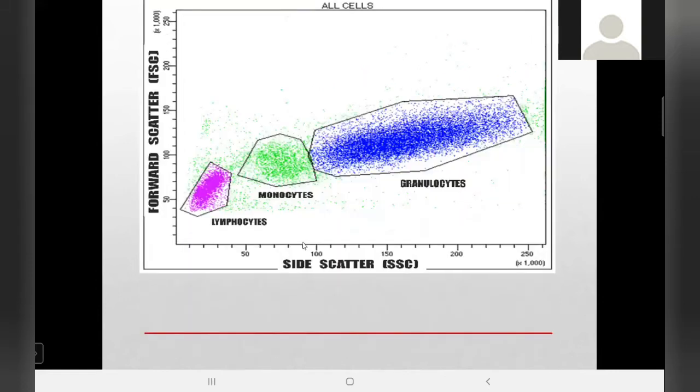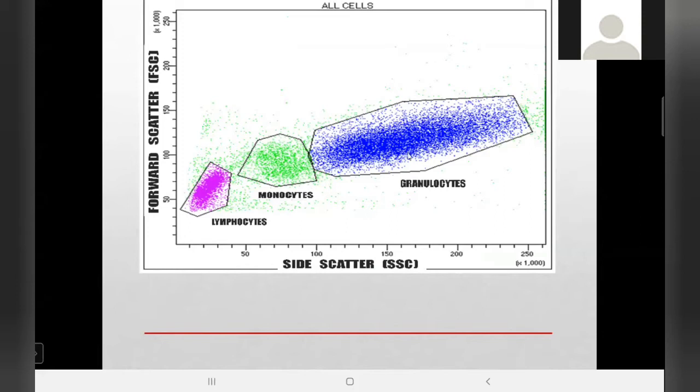So what we can do is put gates around them. This is called gating. We can put a gate around it and give it a specific color so that for further analysis you can use that color. What we have done, based on the forward scatter and the side scatter, which is the physical property of the cell, is divide the cells into three populations: lymphocyte, monocyte, and granulocyte.